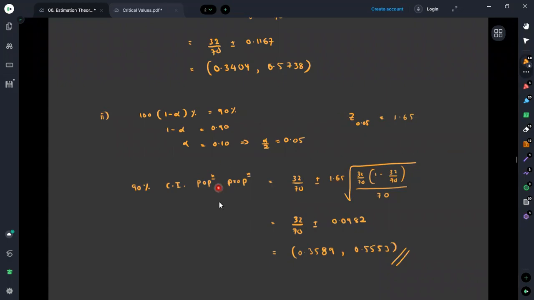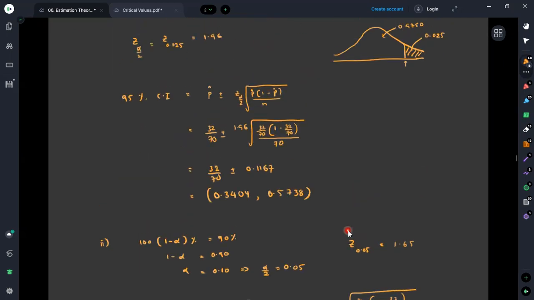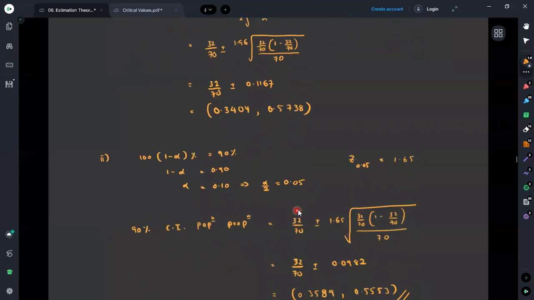Thereafter, we have to interpret the result. We can say that the 90% confidence interval for population proportion among the employees would be 0.3589 and 0.5553. In this way, we can comment on this, and you can try the third part of this calculation by yourselves.